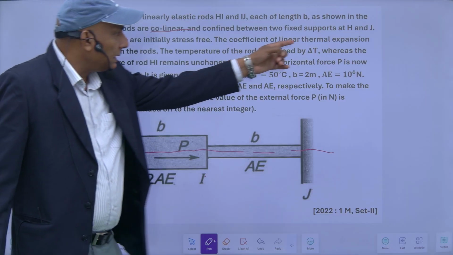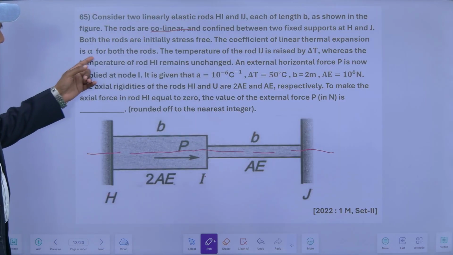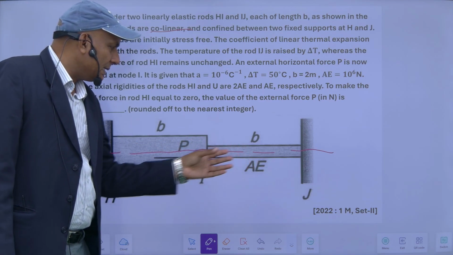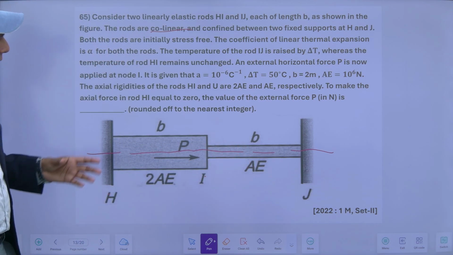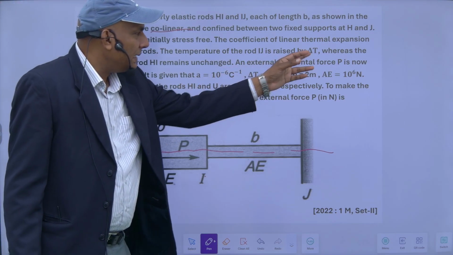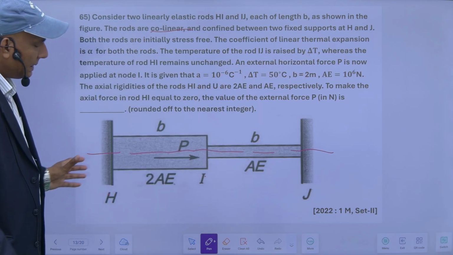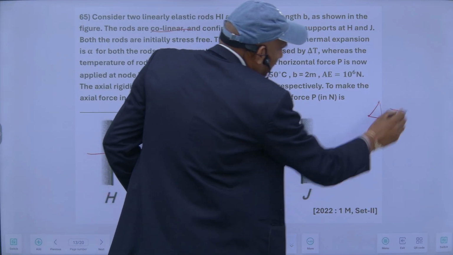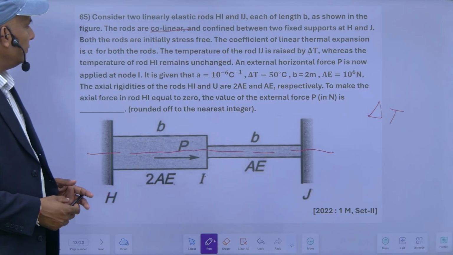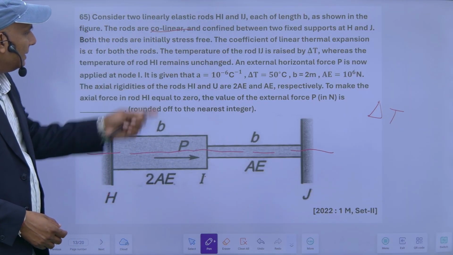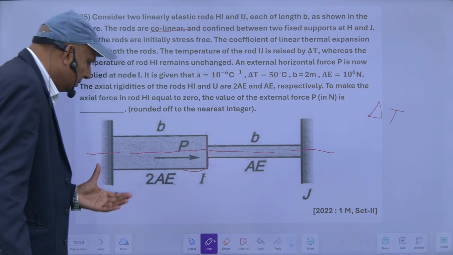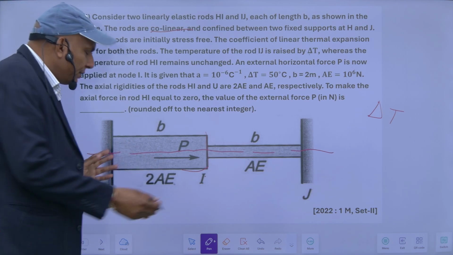The coefficient of thermal expansion is alpha for both the rods. Temperature of the rod IJ is increased by delta T. So delta T is the temperature we have increased, whereas the temperature of rod HI remains unchanged. Means there is no change in the temperature of this portion.